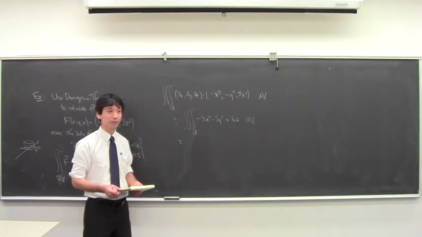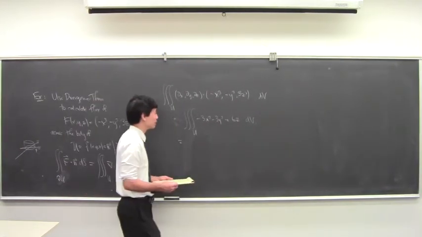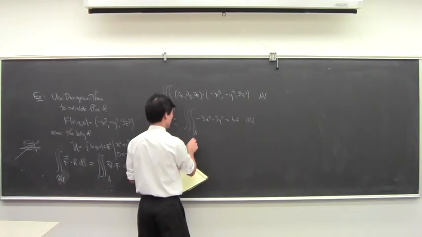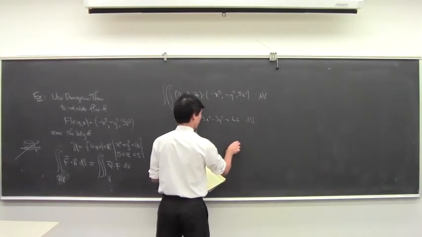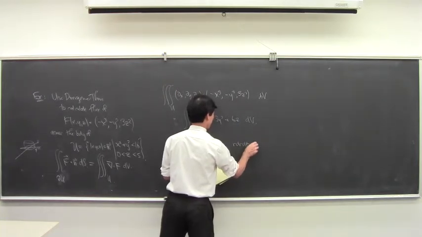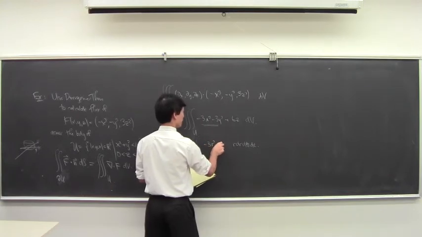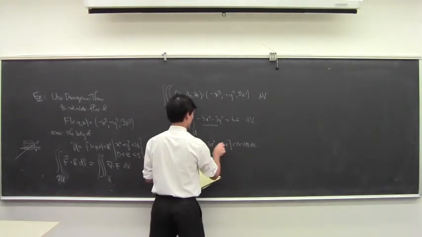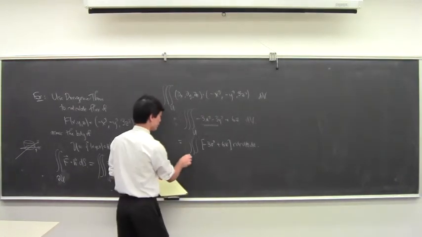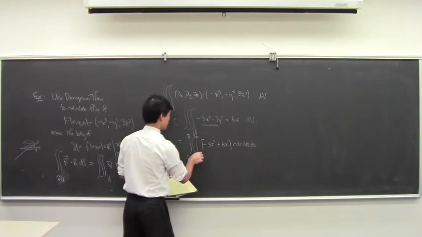How would you integrate this? Yeah, switch to cylindrical coordinates. It's a cylinder, so let's switch to cylindrical coordinates. So this is going to be r dr dz d theta. This thing turns into negative 3r squared plus 6z. And z ranges from 0 to 5, theta ranges from 0 to 2 pi, and r ranges from 0 to 4.